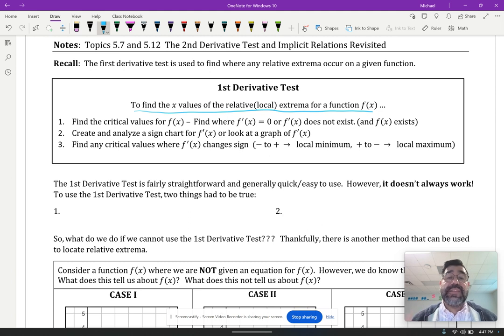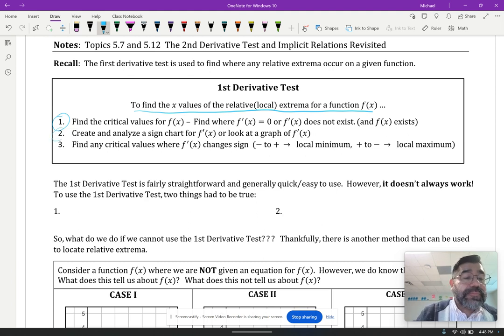So what's the process? Three steps. Number one, find the critical values. How do we find the critical values? That's where the first derivative is equal to 0 or where the first derivative doesn't exist, right? By the way, we should also check that if the first derivative does not exist, does it exist in the original function? Because if it doesn't exist in the original function, then it can't be a relative maximum anyway. So that's something to think about.